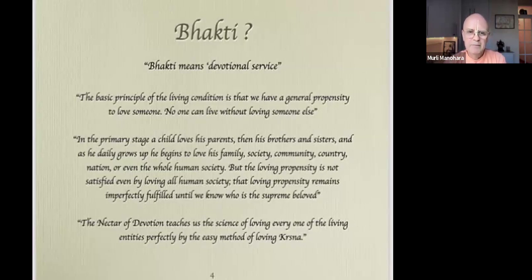And then Prabhupada brings out here the basic principle of the living condition: that we have a general propensity to love someone. No one can live without loving someone else.